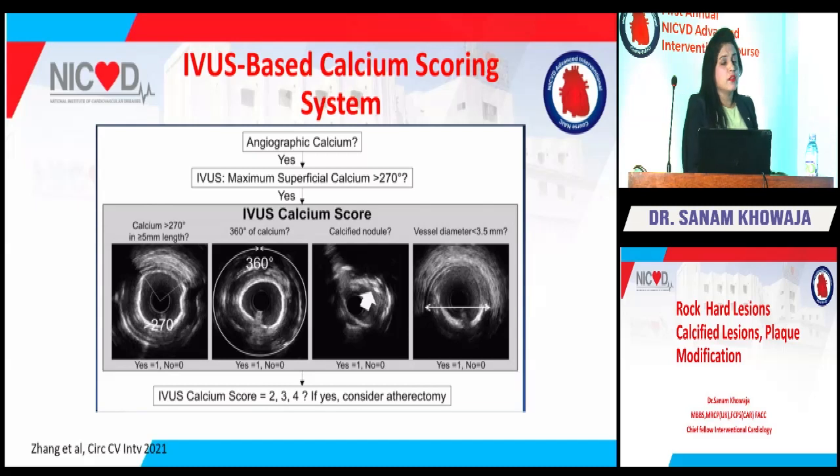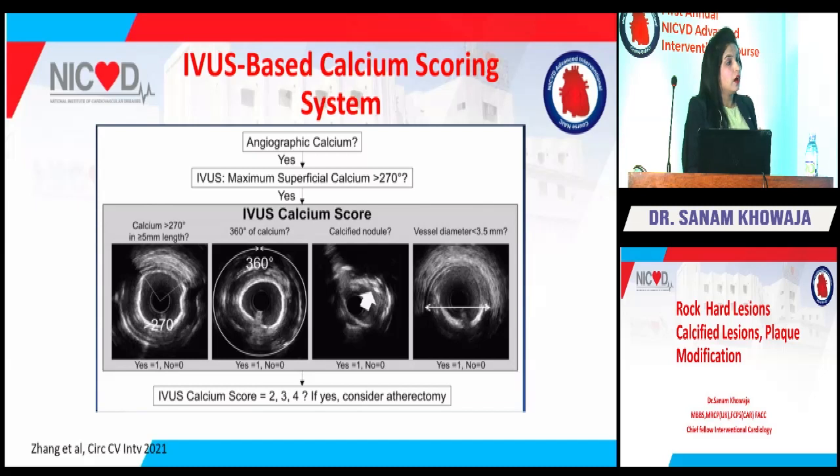So a lot of scores have been proposed based on the IVUS for the calcium, but the important one to discuss here is the IVUS calcium score. There are 4 elements we see on the IVUS calcium score.